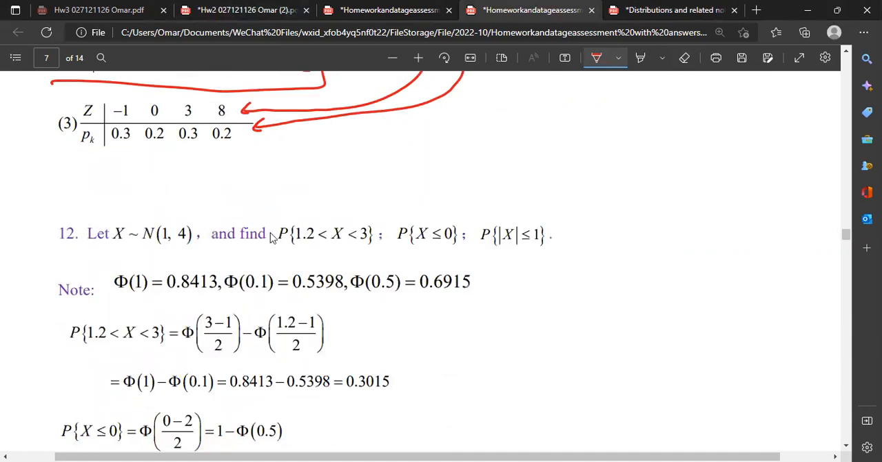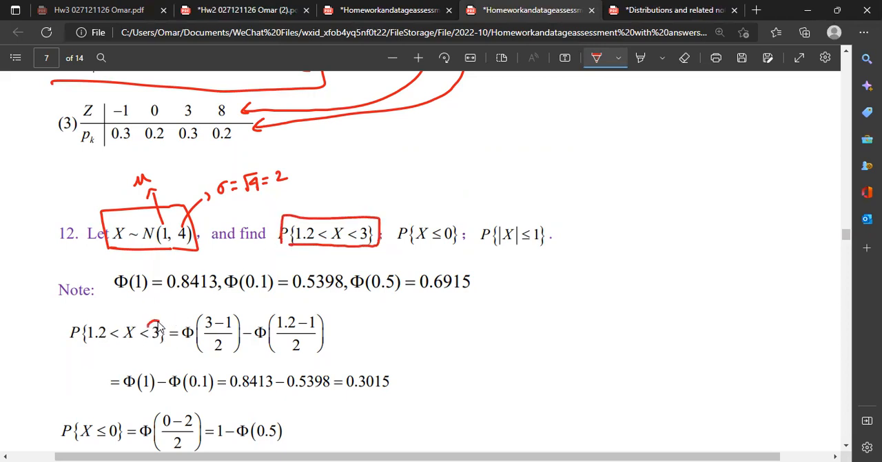Number 12, x follows the normal distribution (1, 4). So here mu is equal to 1 and sigma squared is equal to 4. So sigma will be equal to √4, which is 2, right? And find the probability of x greater than 1.2 and less than 3.